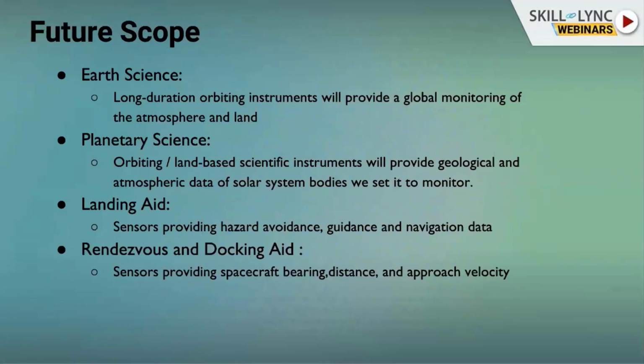So for the future scope, I explained some current projects like self-driving cars or the laser gun. But still there is so much scope in the future. So earth science, like observing the atmosphere, and then planetary science, landing aid, and then docking aid. So these are all future scope.